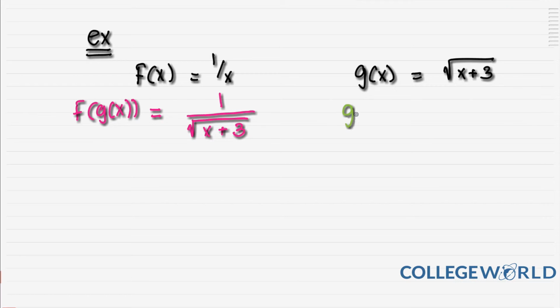On the other hand, here we're going to have g of f of x, where we're going to put the f of x inside our g, and it's going to be radical 1 over x plus 3.